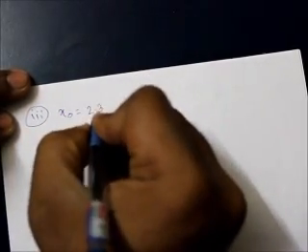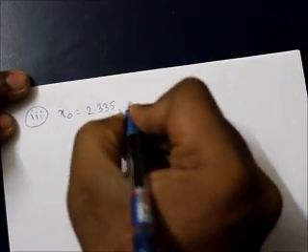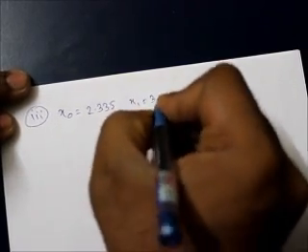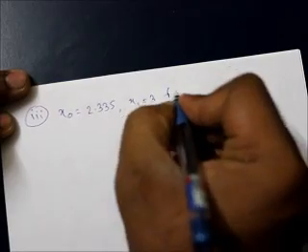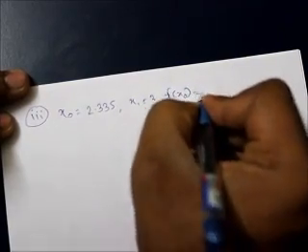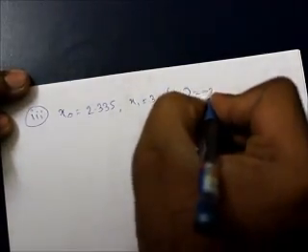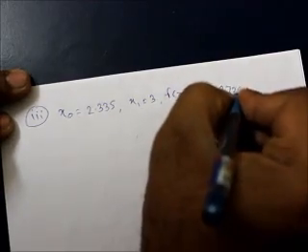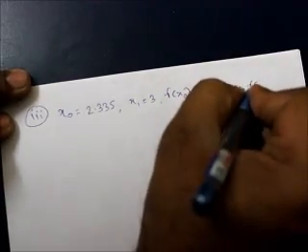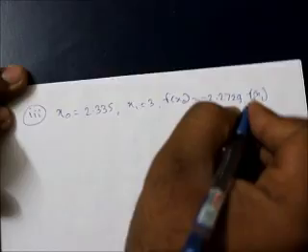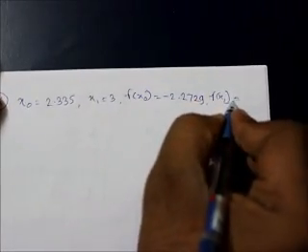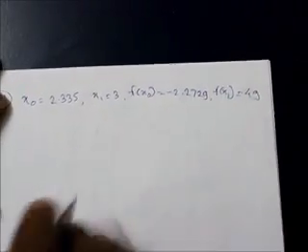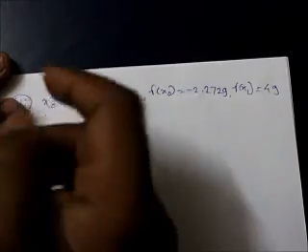We're going to do the same thing again. This is the third iteration. x0 is 2.335, x1 is 3. f(x0) is equal to minus 2.2729, f(x1) is equal to 49, just as it was.